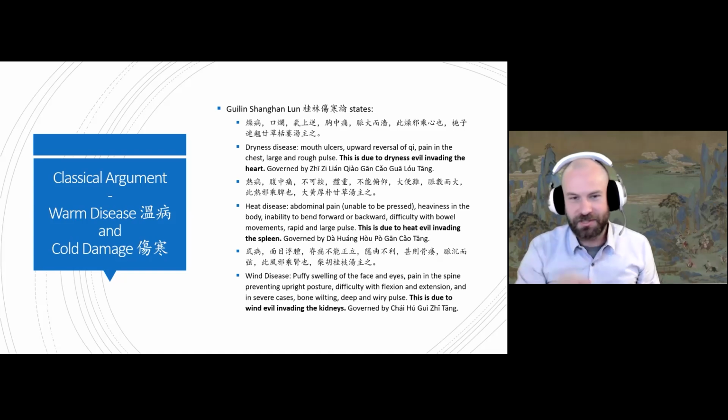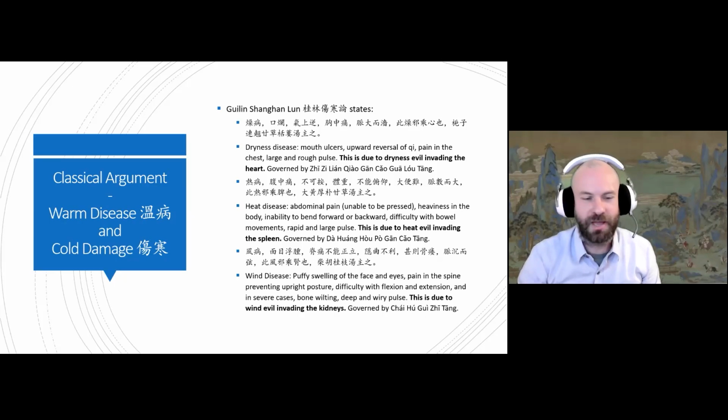And anyway, that's just a little bit of theoretical theory crafting. We don't have to worry too much about that. But that's just something I think is worth thinking about when people say warm diseases are cold damage or not.